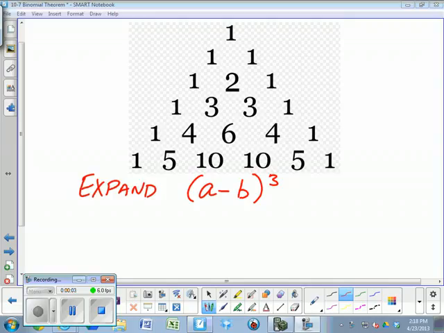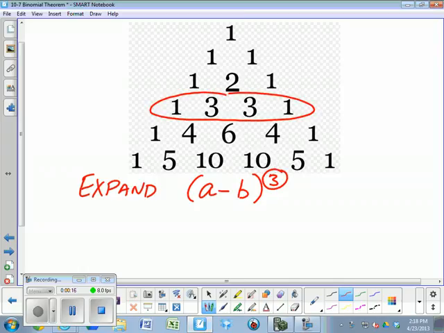So we're going to use Pascal's triangle to expand the quantity a minus b cubed. All right? Step 1, identify the exponent, cubed, or 3, and then circle the corresponding row in Pascal's triangle that goes with that exponent.